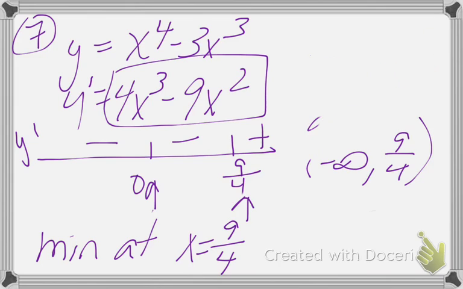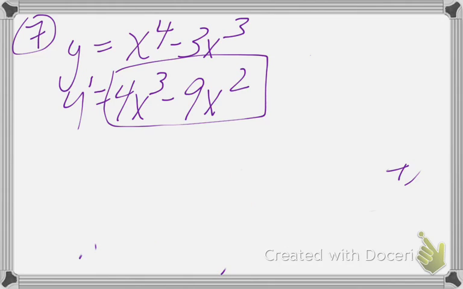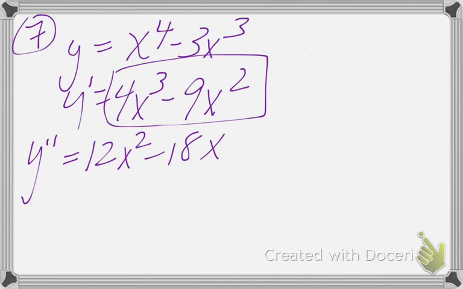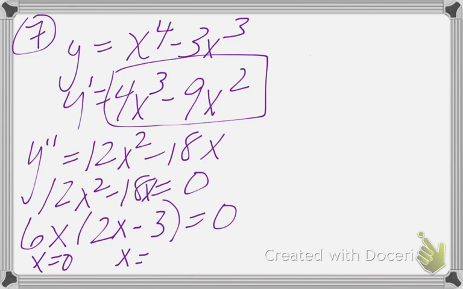Okay, let's make some room. Now we're going to go into the second derivative. Okay, so here's the second one. I'm going to set that equal to 0. We can factor out a 6x. And we're going to get x equals 0 and x equals 3 over 2. So let's make our wiggle graph. So 3 over 2 is just 1.5.